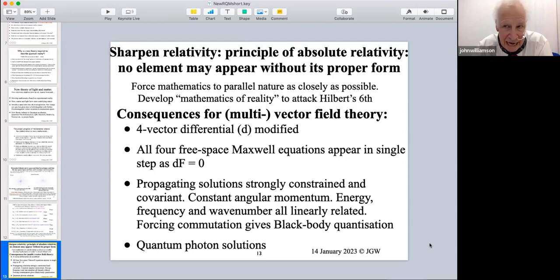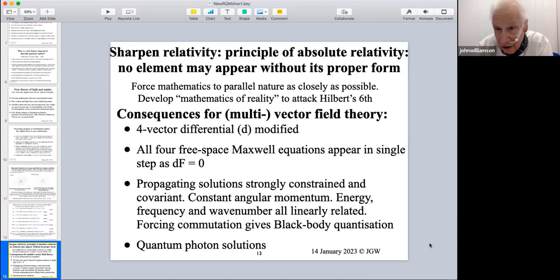We're going to take relativity absolutely seriously, to the extent that, I call it absolute relativity, no element may appear without its proper form. You can't have an X without an alpha 1. You can't have a Y without an alpha 2. You can't have a T without an alpha 0. You can't have a magnetic field without an alpha 1 IJ. It may not appear, and it may not appear in the mathematics, not only in prefactors, but also in exponents, also within arguments.